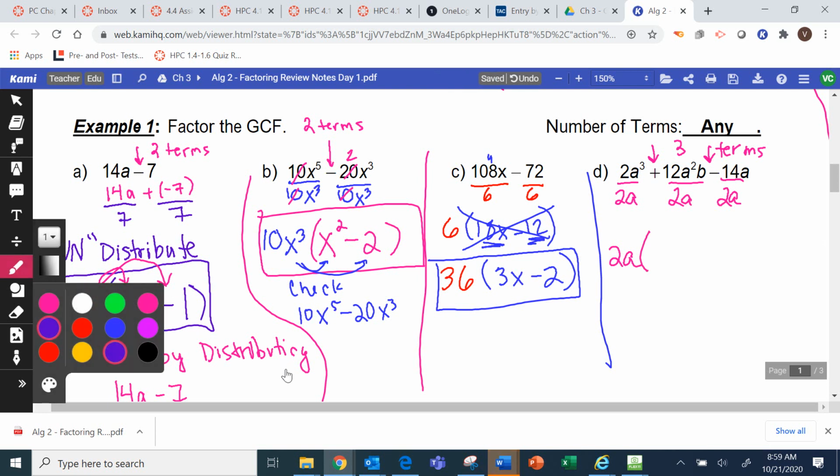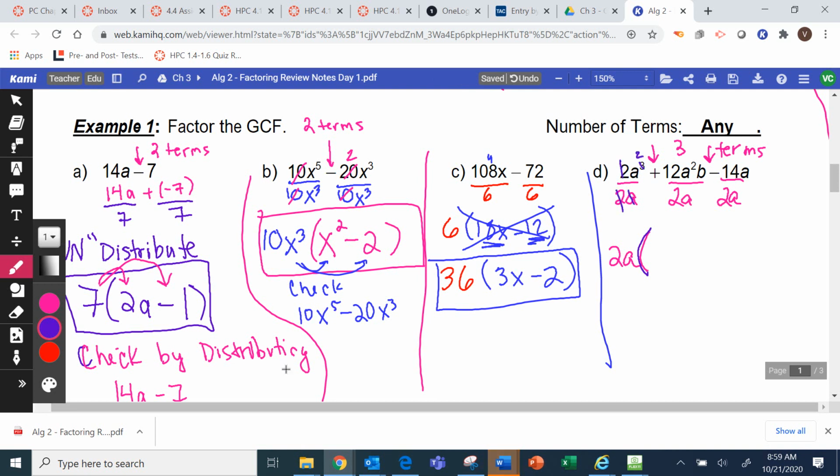And when we take that out, in the first term, we took out the 2, and we took out 1 of the A's, so we have 2 of the A's left over. In the middle term, we took out the 2, so we have a 6. We took out 1 of the A's, so we have an A left over, and that B is left over. And then in the last term, we took out the 2, so I have 7. And we took out the A, so I do not have any variables left. And then we just double check, does A squared, 6AB, and minus 7 have anything in common? No, then we must be done.